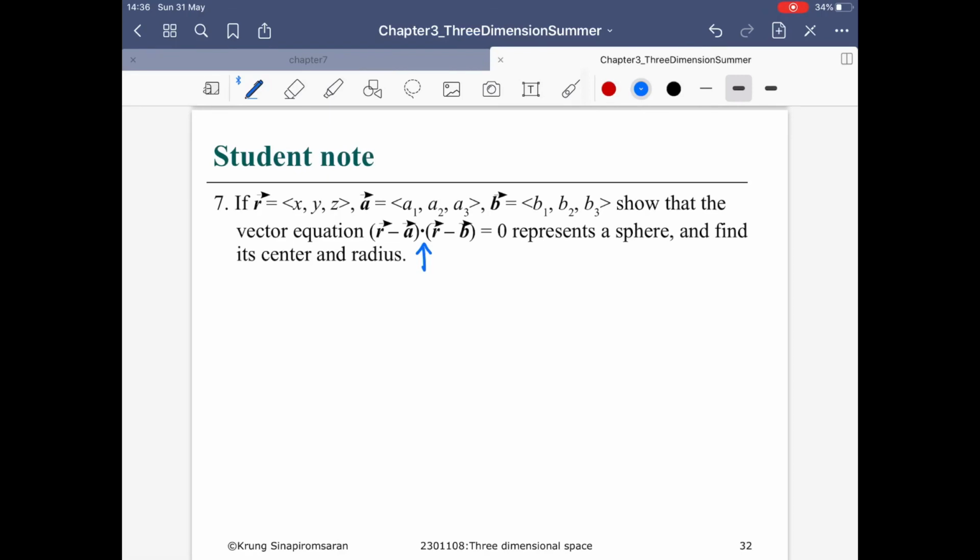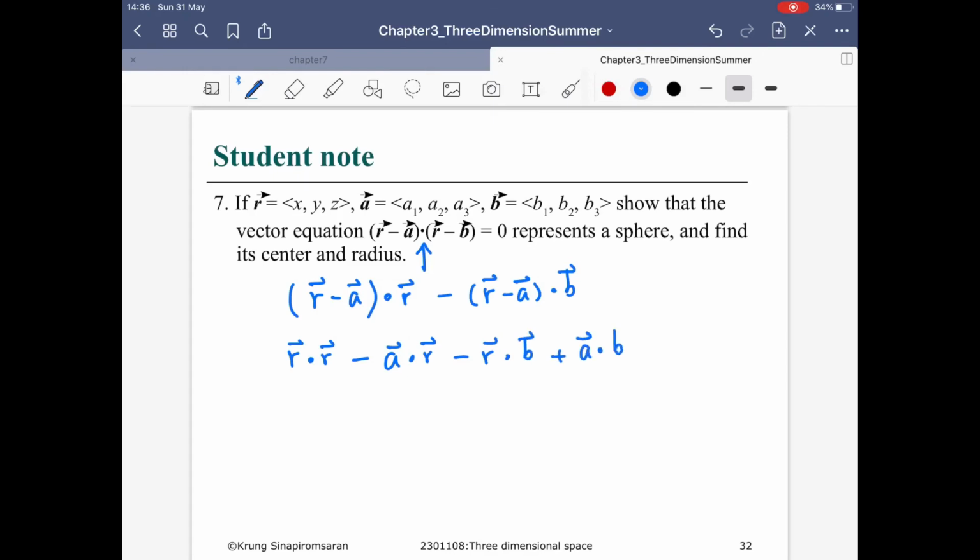they are all vectors, right? So actually you can do r minus a dot r minus b, just like this. So you get r dot r minus a dot r minus r dot b, and then plus your a dot b, and don't forget that the right hand side is equal to 0.